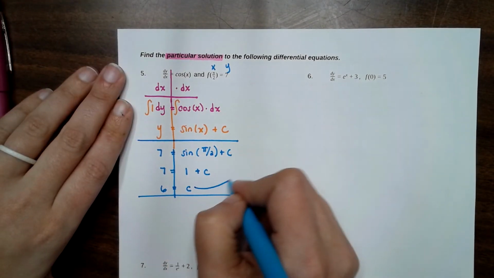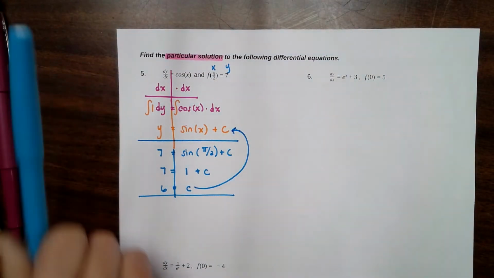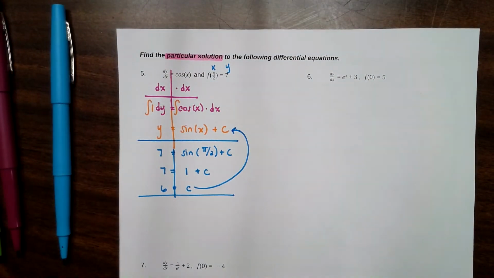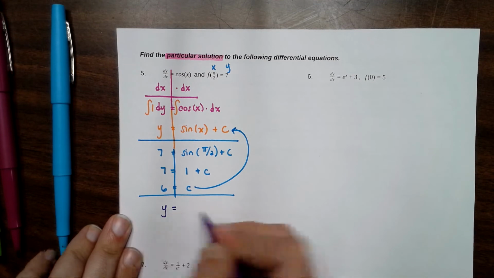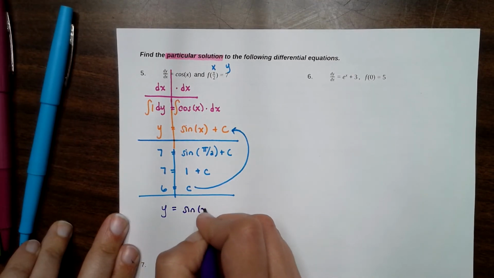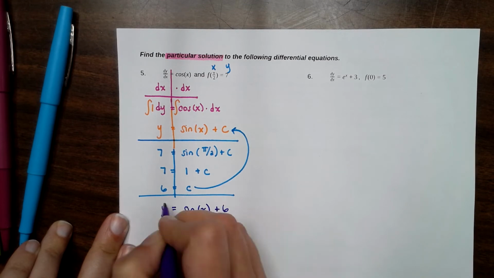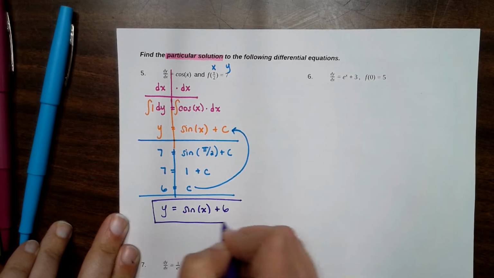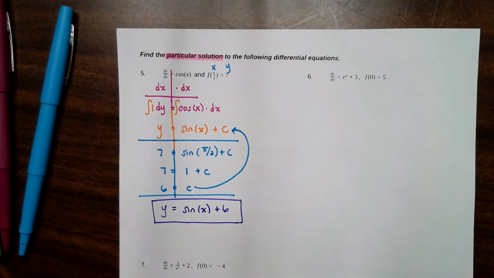Using this 6, I'm going to go ahead and substitute this into my differential equation, which means my final answer for the solution of this differential equation will be y equals sine of x plus 6. That's the particular solution of the differential equation. I'm going to go ahead and save number 6 for a warm-up for tomorrow, and we're going to do number 7 together now.